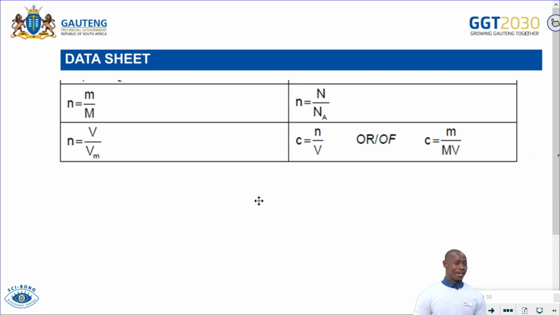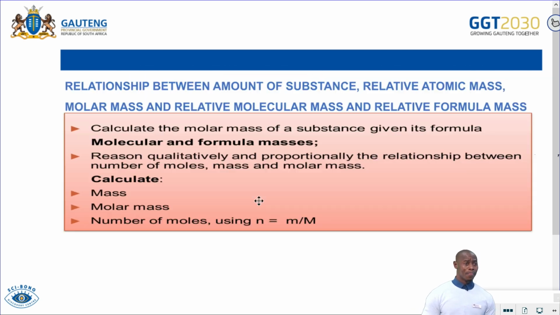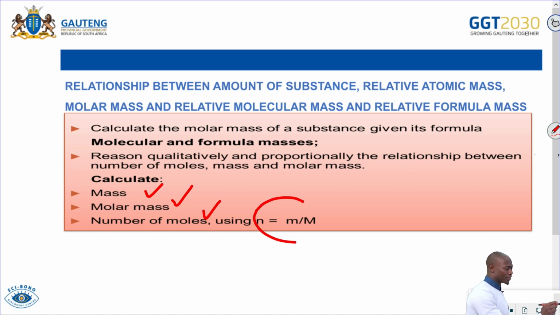All right. Then again, calculating the mass, the molar mass, and the number of moles, right? So the equation that we can use to calculate the mass, the molar mass, and the number of moles, we can use this equation. The equation is n equals mass divided by molar mass, right?